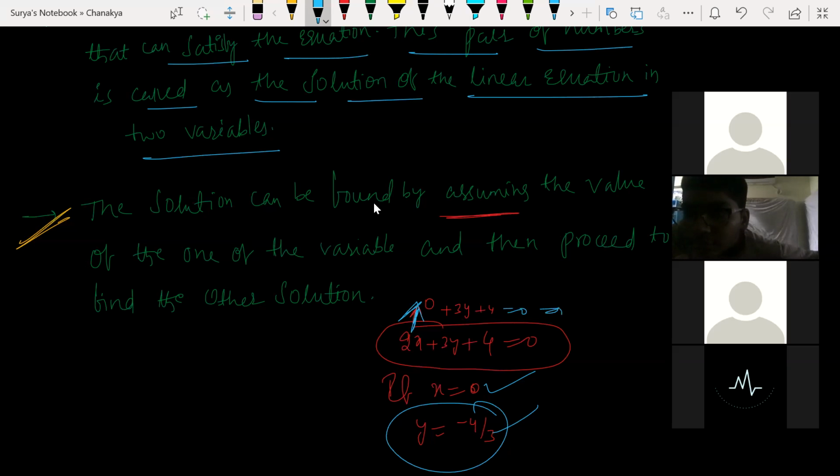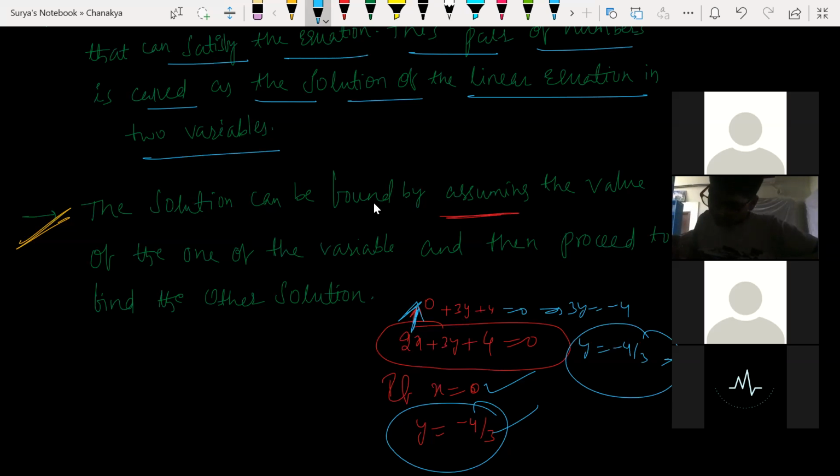3y plus 4 is equal to 0. So 3y is equal to minus 4, y is equal to minus 4 by 3. So this is how you will be getting the y value. Getting my point? If you know the value of one variable, you can proceed for finding the other variable's value.